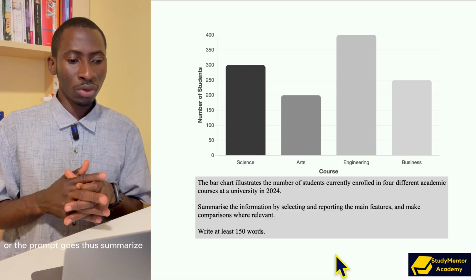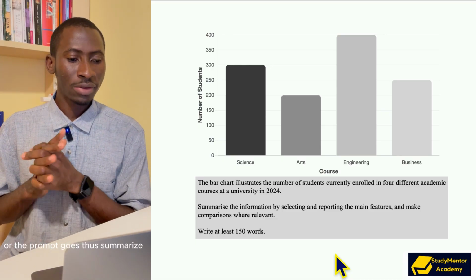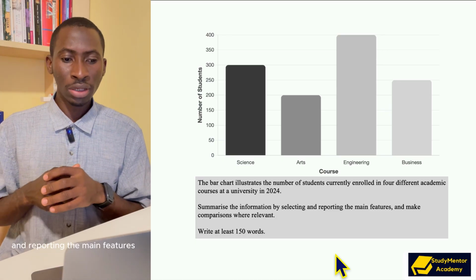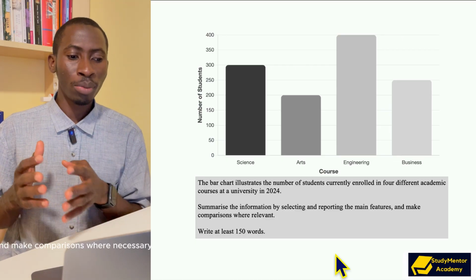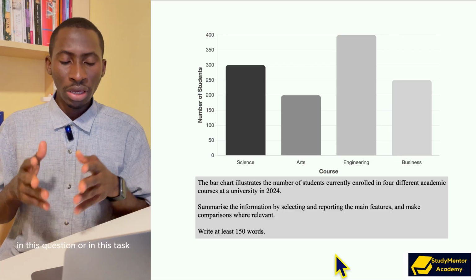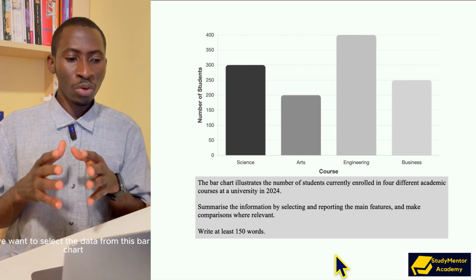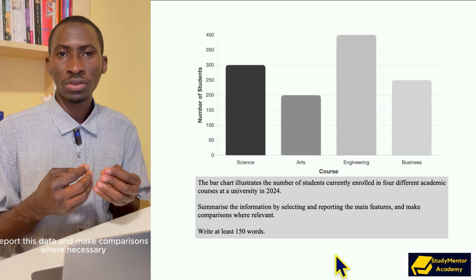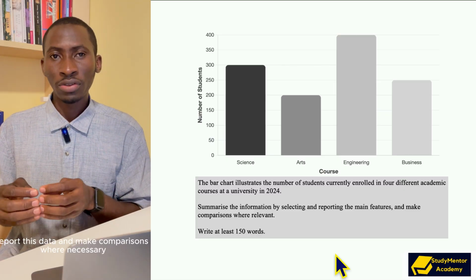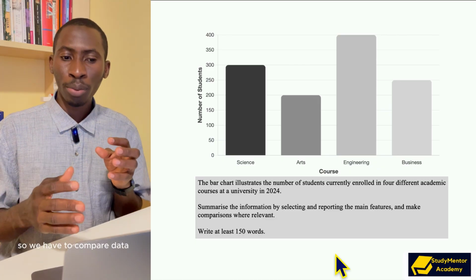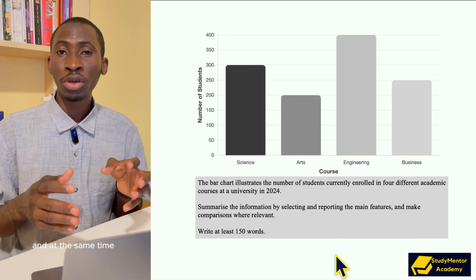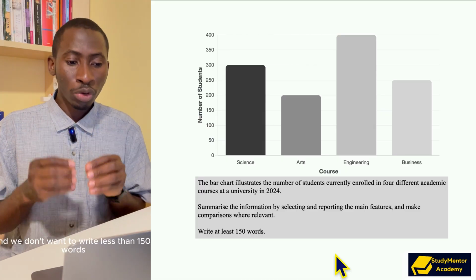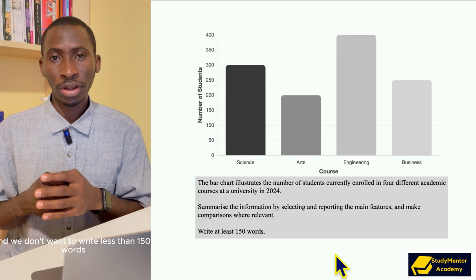Now the question goes thus, or the prompt goes thus: summarize the information by selecting and reporting the main features and make comparisons where necessary. In this task, we want to select the data from this bar chart and then report this data and make comparisons where necessary. So we have to compare data and at the same time report and select this data directly from the task. And we don't want to write less than 150 words.